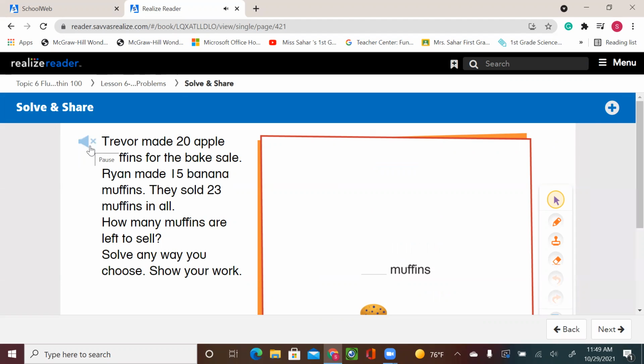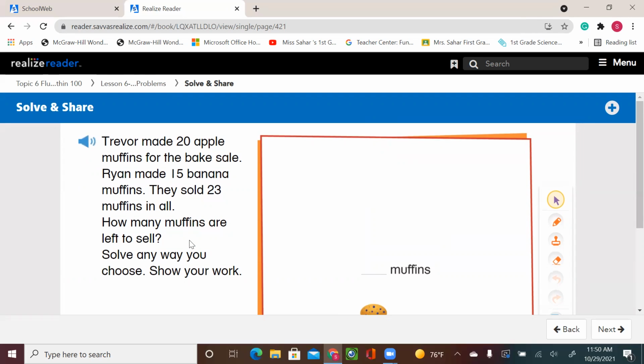Trevor made 20 apple muffins for the bake sale. Ryan made 15 banana muffins. They sold 23 muffins in all. How many muffins are left to sell? Solve any way you choose. Show your work. All right.